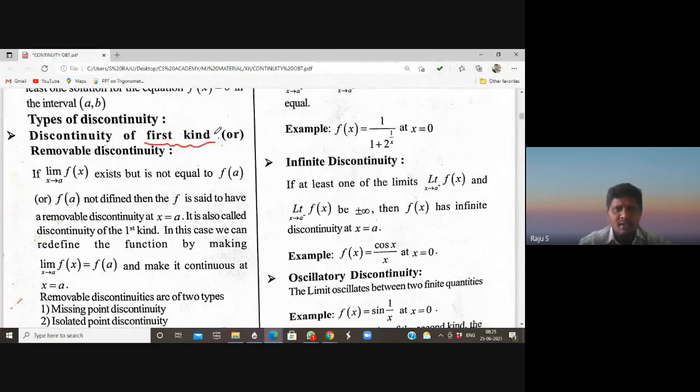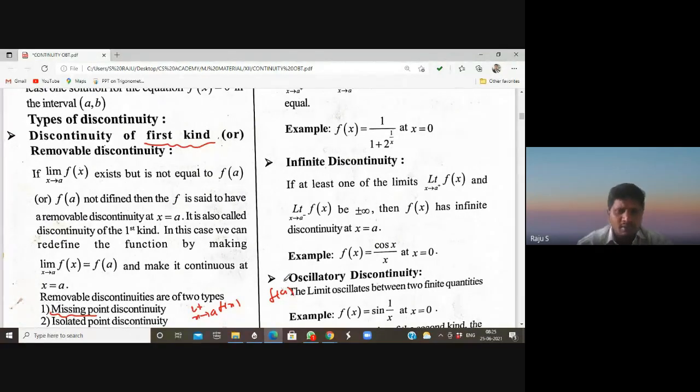In the first kind, there are two types of discontinuity. One is missing point discontinuity, and the second one is isolated point of discontinuity. This I clearly explained here. What do we mean by missing point of discontinuity? The limit as x tends to a of f of x exists, but f of a does not exist.